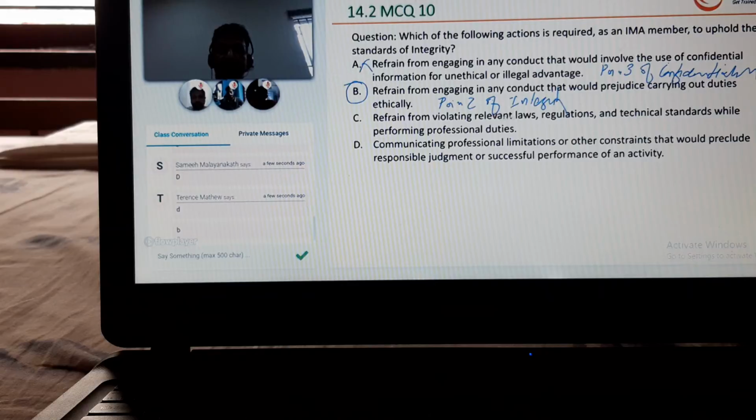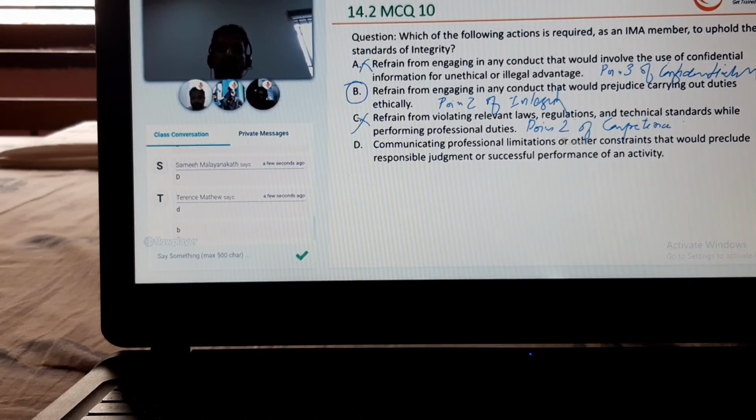Refrain from violating relevant laws, regulations, technical standards while performing professional duties. Which point? Point 2 under competence. Perform professional duties in accordance with relevant laws, regulations, and technical standards is coming under point 2 of competence standard. So that is not correct.